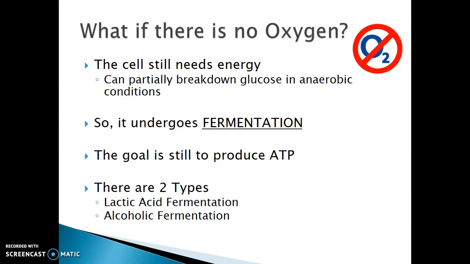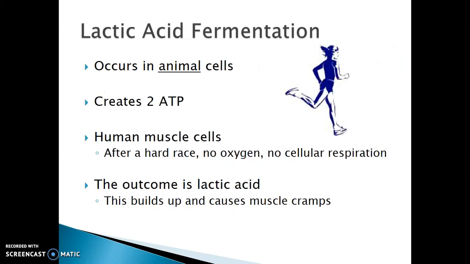So there are 2 types of fermentation. There's lactic acid fermentation, and there's alcoholic fermentation. You need to make sure that you know what type of organisms can do each type and what the outcomes of each are. So lactic acid fermentation occurs in animal cells when there is a lack of oxygen. It's going to create 2 ATP and lactic acid. So an example is human muscle cells.